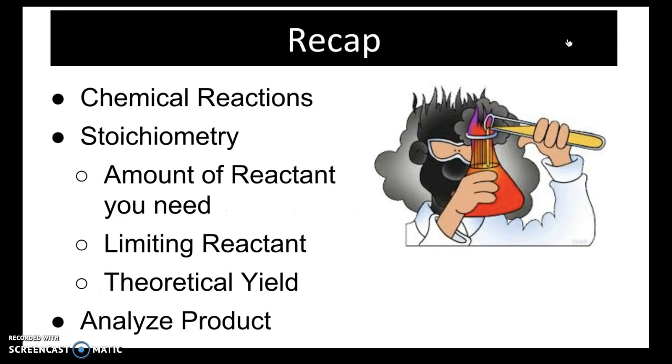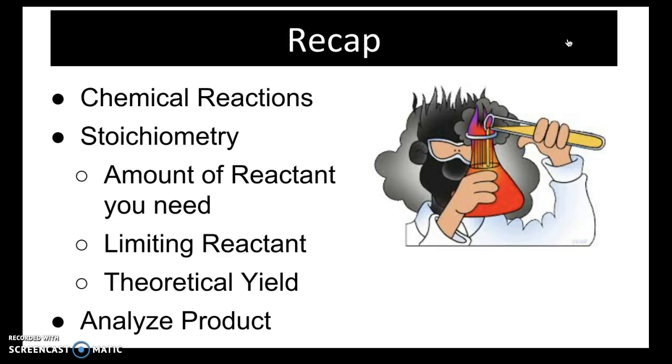All right, in this unit we have been looking at chemical reactions, and I just want to take you through the process of what a chemist does when they're performing a chemical reaction. First, they need to know how much of their reactants they need, and they use stoichiometry for that. They also need to figure out which one of their reactants is their limiting reactant, so they can use that to figure out how much product they can make, or their theoretical yield.